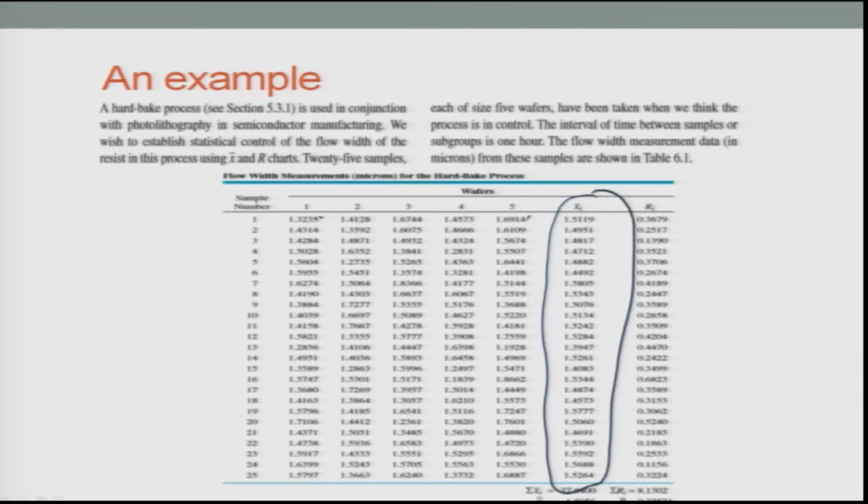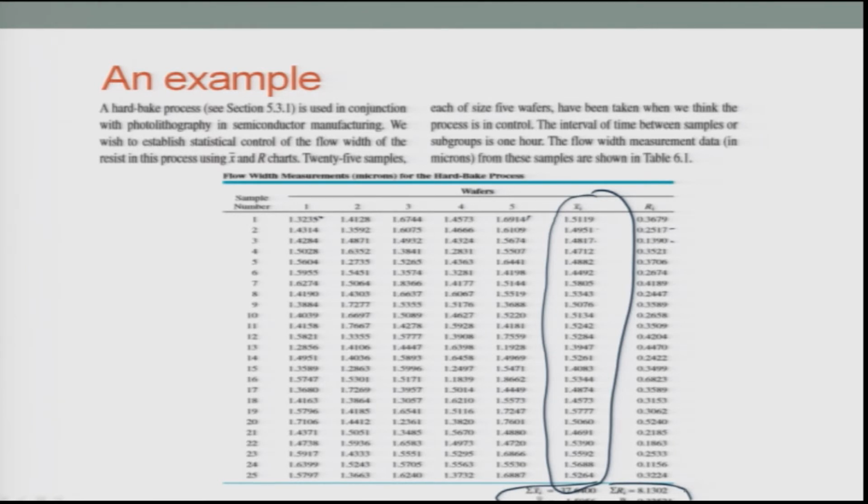This 1.5119 is the sum of all these values divided by 5, which is the average of that particular sample. And the range, 0.3679, is the difference between the maximum and the minimum. We find those values for the second sample, the third sample, till the 25th one. Similarly, we find the ranges for the second set of observations, third set of observations, till the last one.